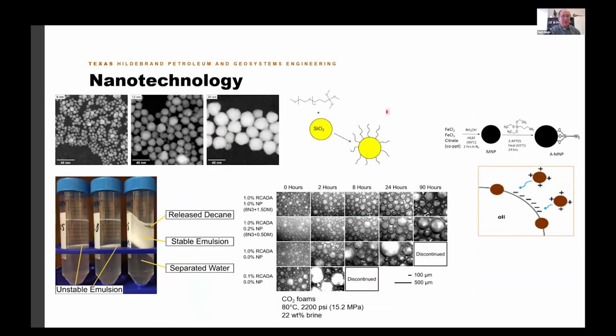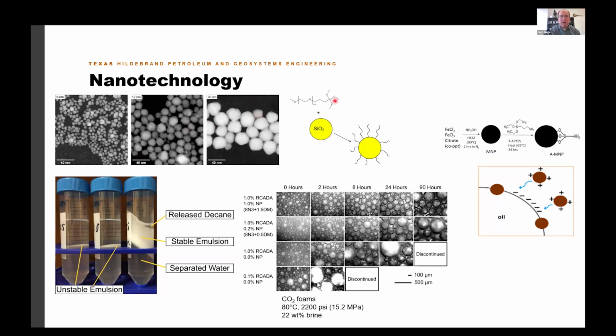On the nanotechnology side, nanoparticles are really cool. They're very small and they have a very high surface area. And these are some images of some of the silica nanoparticles we work with. You can see this is a 40 nanometer scale bar. So we have a nice transmission electron microscope here at the Texas Materials Institute that we can use to take really cool pictures of very small things.